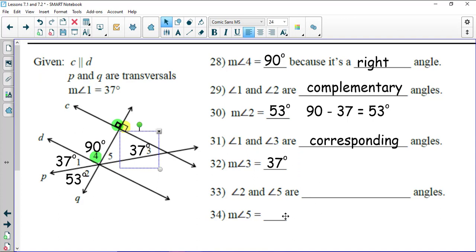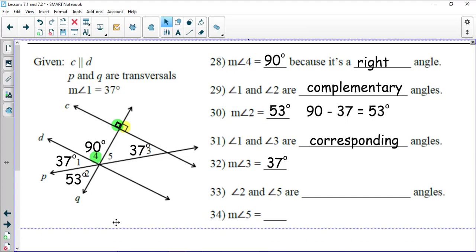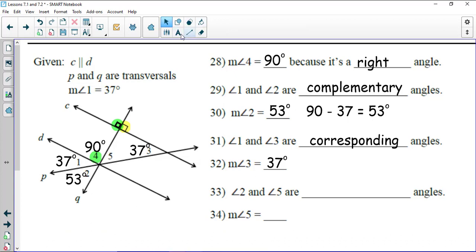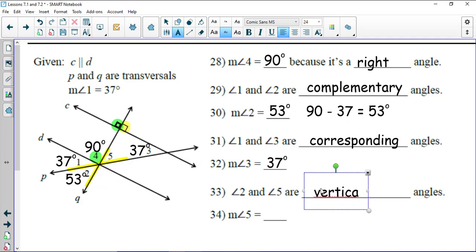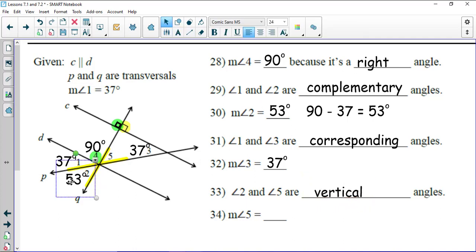Now, angles 2 and 5 are in that same grouping of angles, and they're across from each other. In fact, it might help to highlight some of the lines. So angle 2 is formed by these yellow highlighted lines. They also form angle 5, which means that those will be equal to each other, and also we call those vertical angles. And we know that vertical angles are equal, so it means that angle 5 will be 53 degrees. Go ahead and fill that in. Measure of angle 5 is 53 degrees.